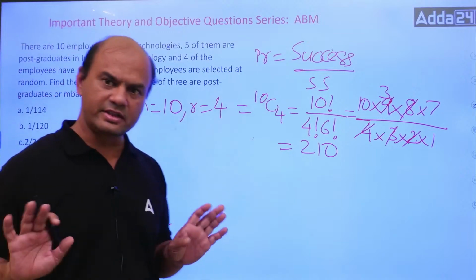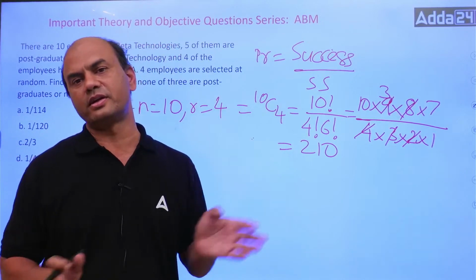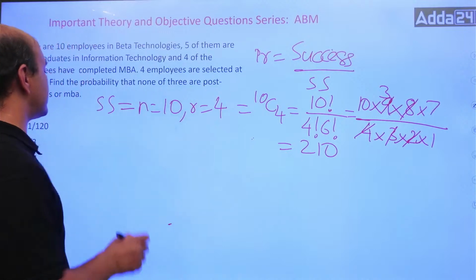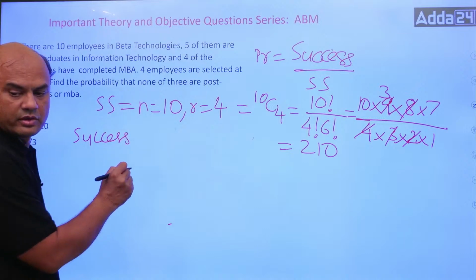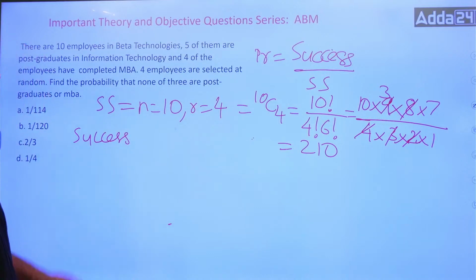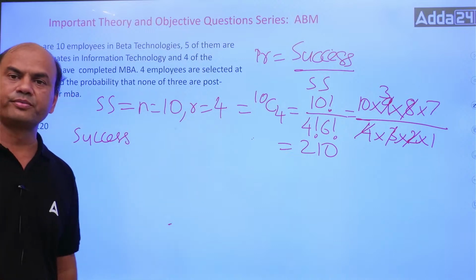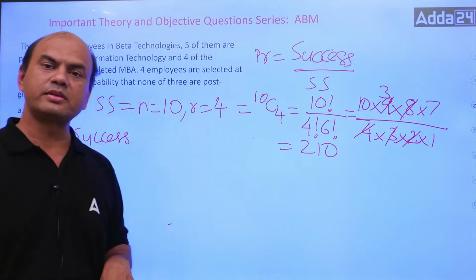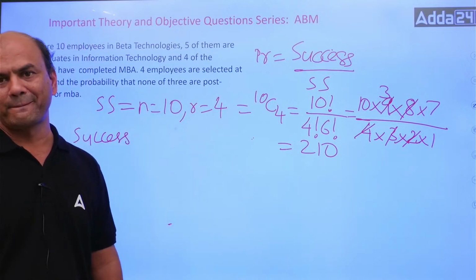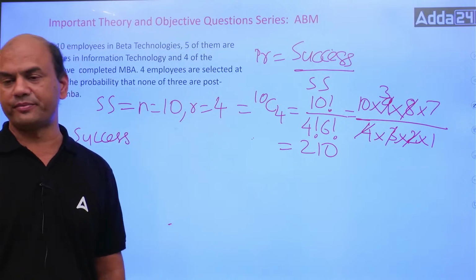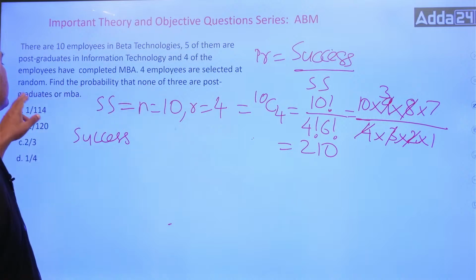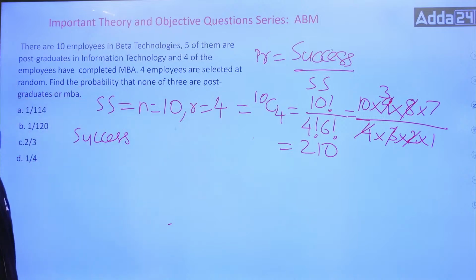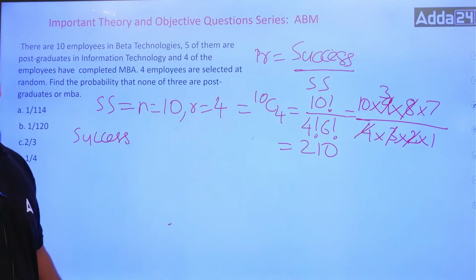Getting this clear? The numerator is difficult. Success. What do you want as success? You want a negative success over here. Means you don't want PG also, MBA also. For that, you'll have to first find out the PG and MBA. They want the probability that none of the three are postgraduates or MBAs. They are not PGs, they are not MBAs.